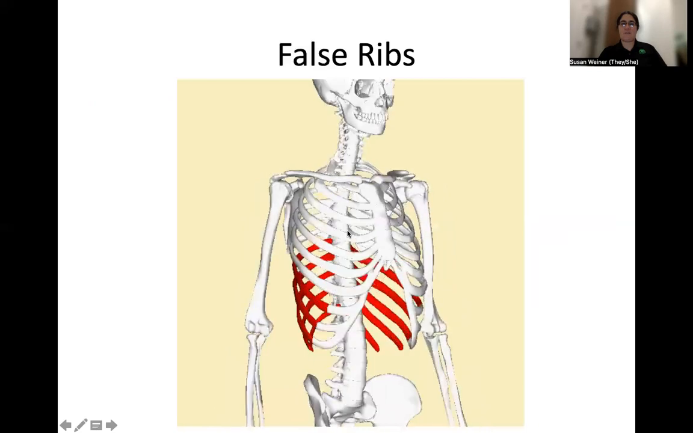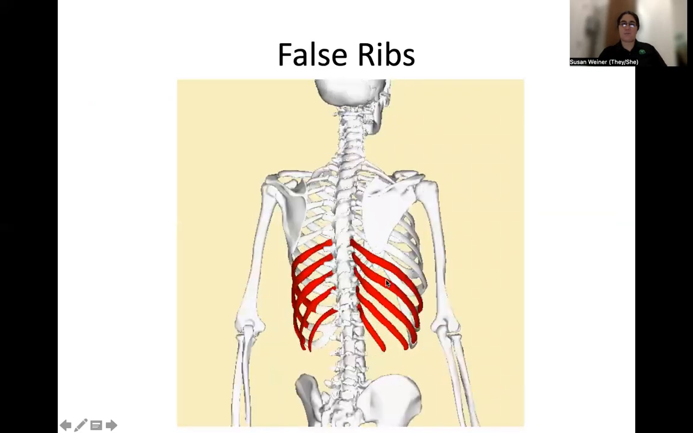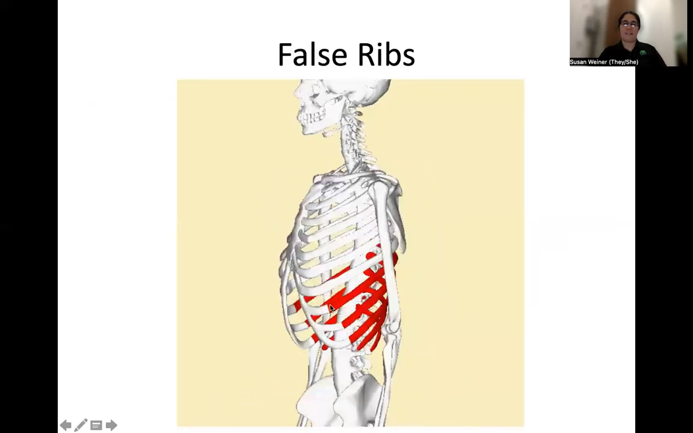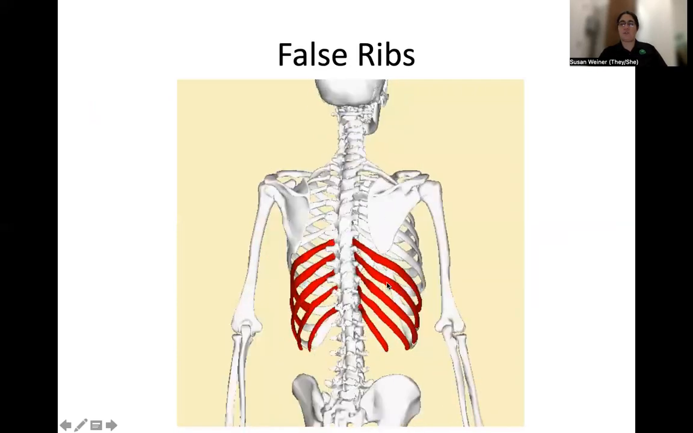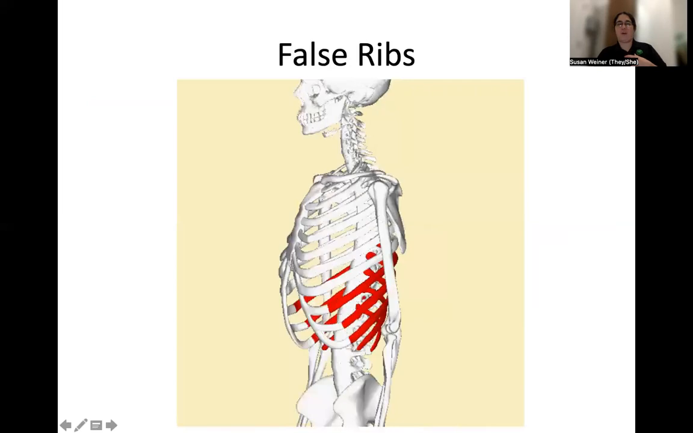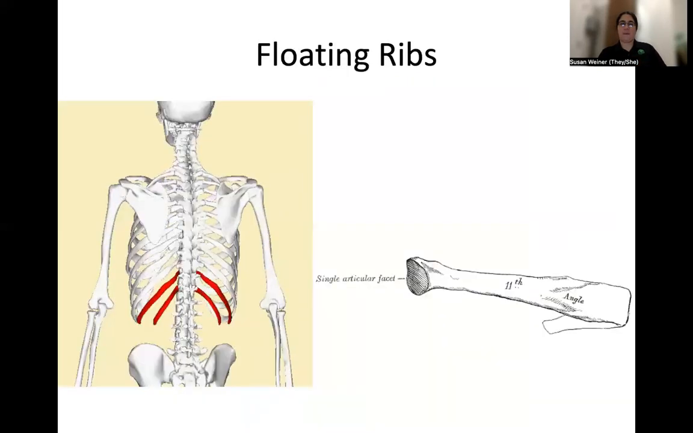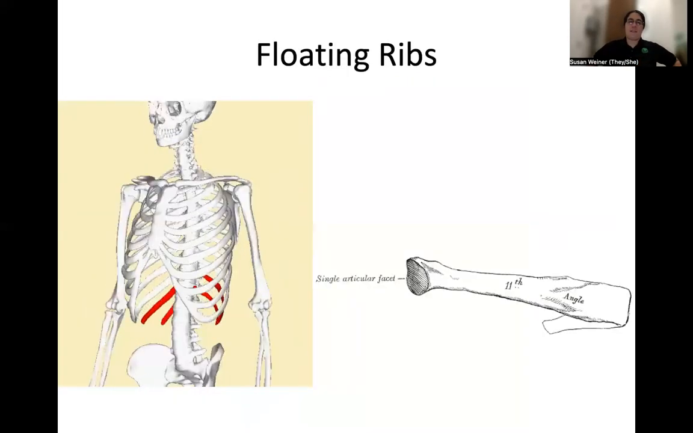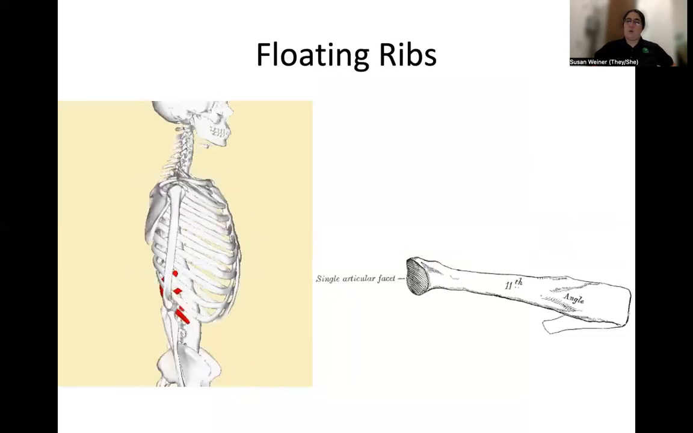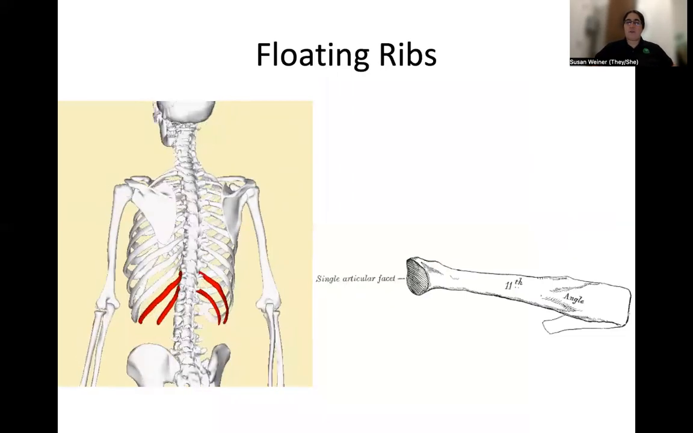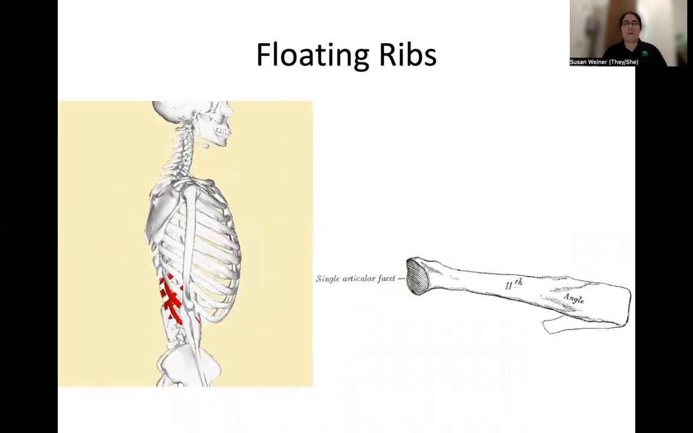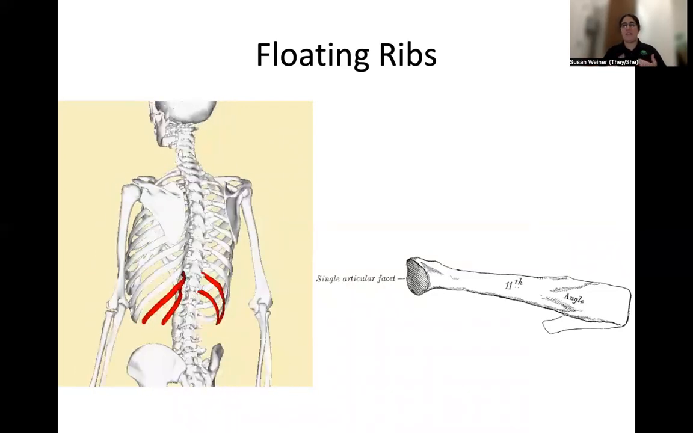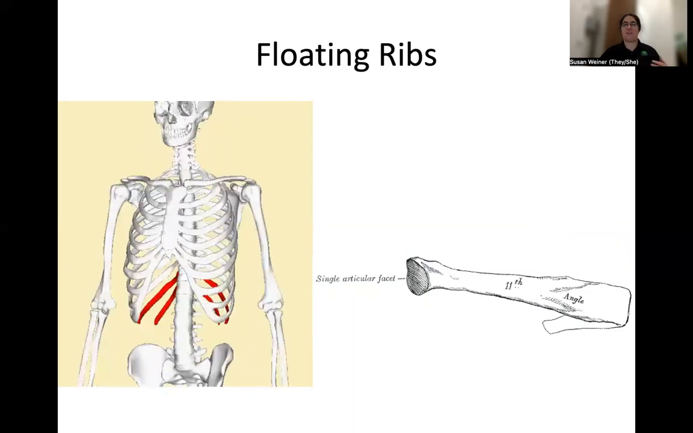When we get down to false ribs, the false ribs don't connect one for one. Instead, they connect onto the cartilage of the true ribs and from there up to the sternum. And then we get to the floating ribs that don't connect at all. These floating ribs can sometimes be at high risk for being dislocated or broken because they're not as sturdy and attached.